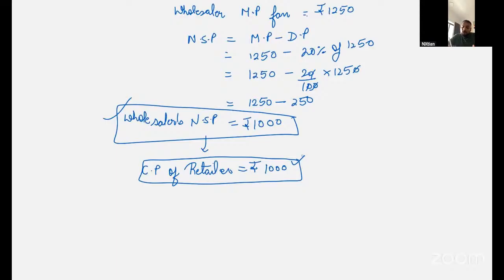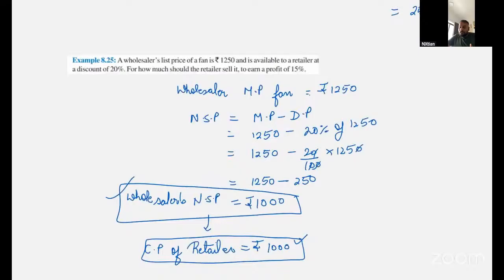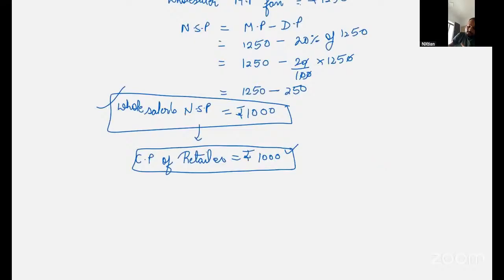Now, how much gain does the retailer want? Quickly unmute your mic and tell. How much profit does the retailer want to earn? 15%. So we have the profit percentage, which is 15%, and then we have to calculate what?